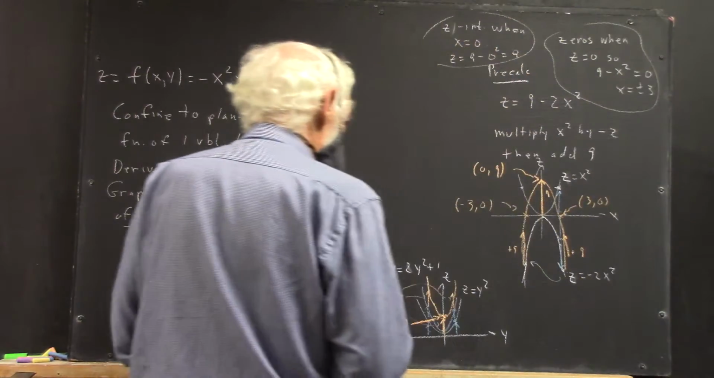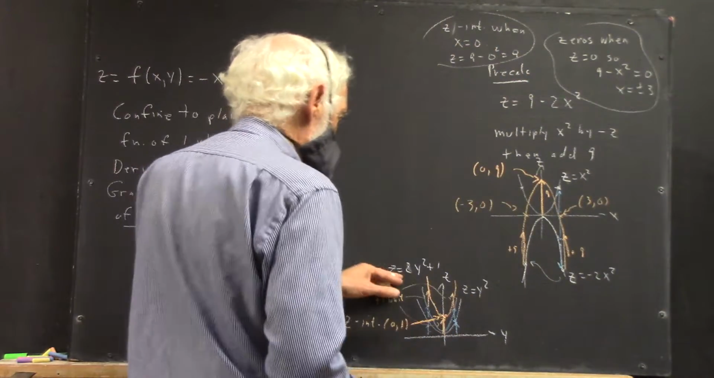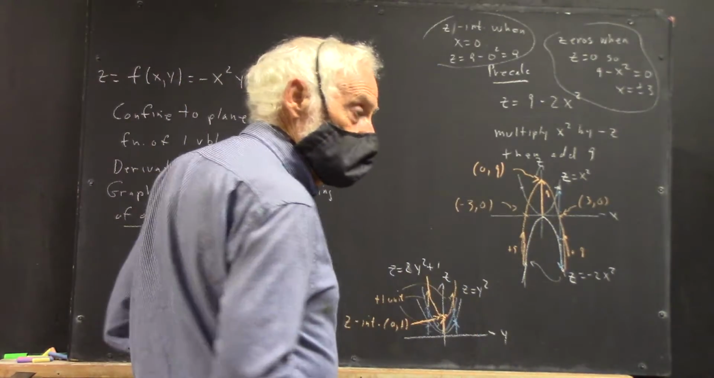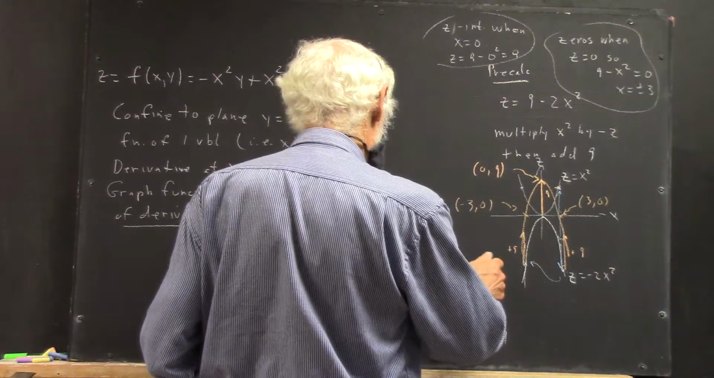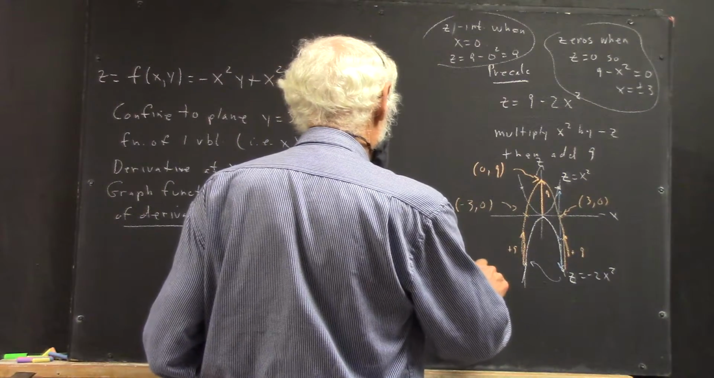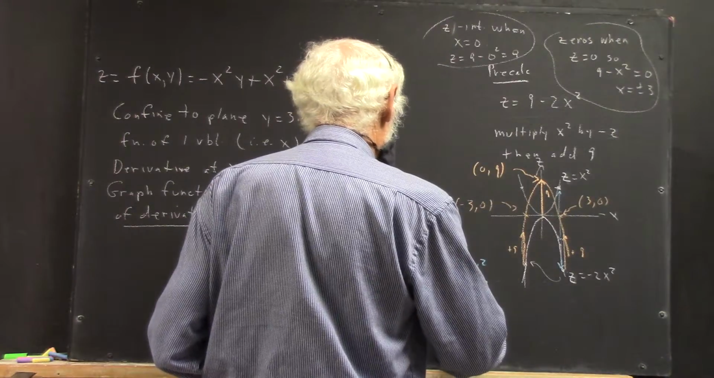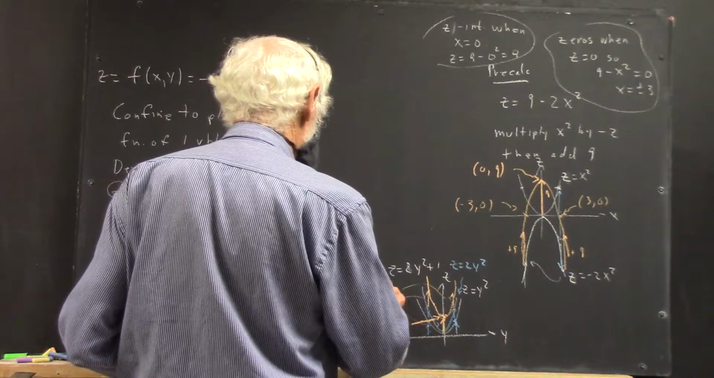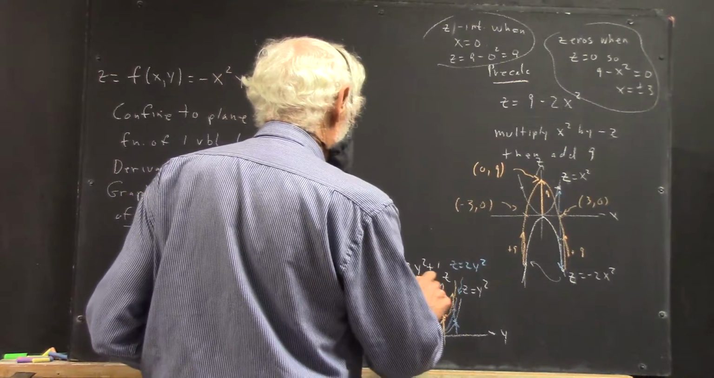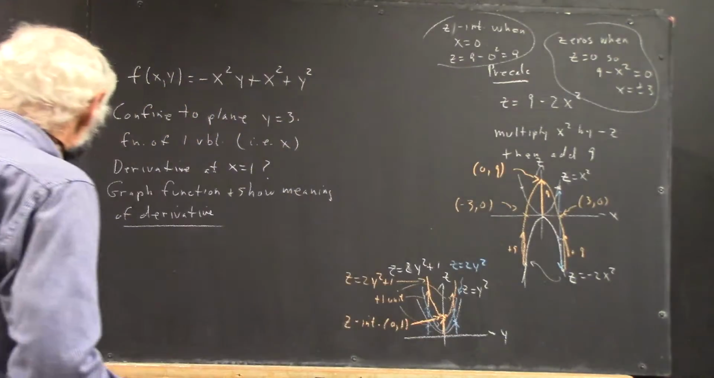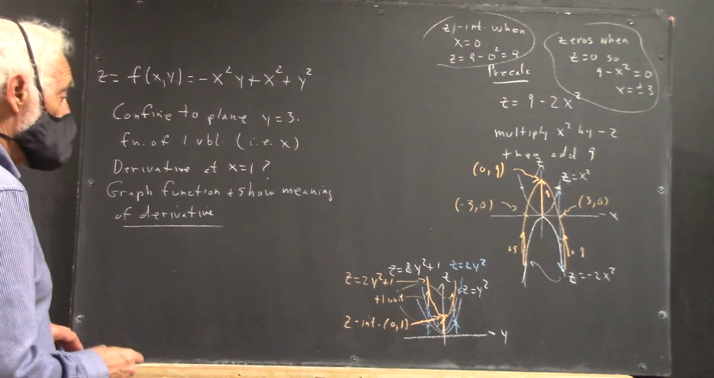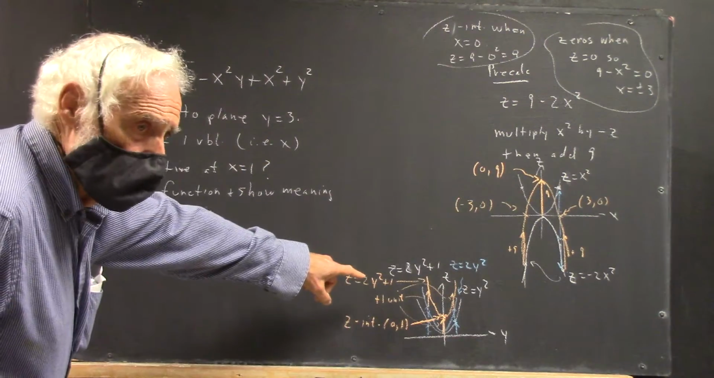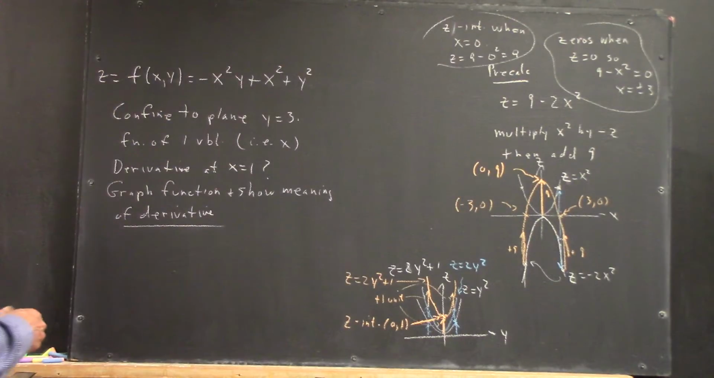Okay. Now, to do 2y squared plus 1, we start with z equals y squared. We double every y coordinate, and we get z equals 2y squared. And then we add 1 unit, and we get z equals 2y squared plus 1. And that's what we get. Now, where do we get this? Okay, let's go back and do these things.